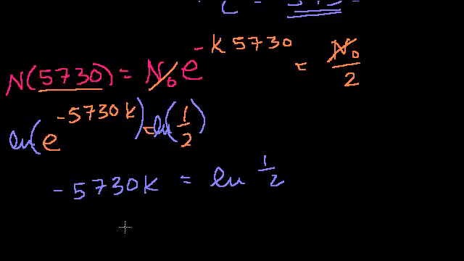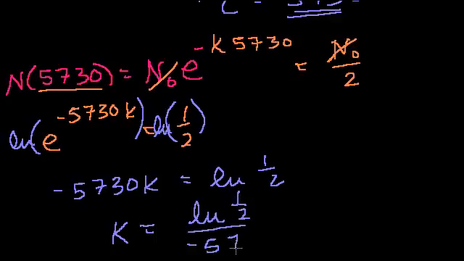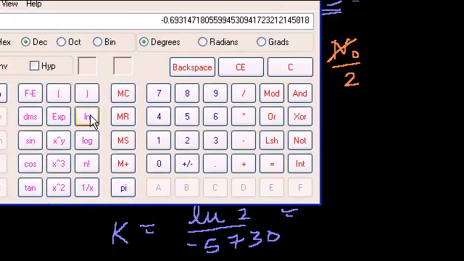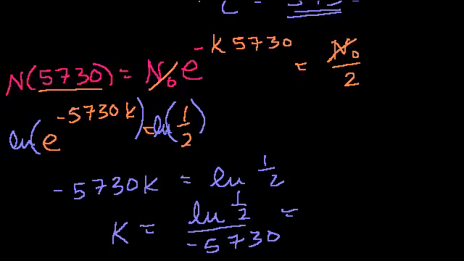And so to solve for k, we could just say k is equal to the natural log of 1/2 over minus 5,730, which we did in the previous video. But let's do that again here for those of you who might have skipped it. So if you have 1/2, 0.5, take the natural log, and then you divide it by negative 5,730, you get 1.2 times 10 to the negative 4. So k equals 1.2 times 10 to the minus 4.